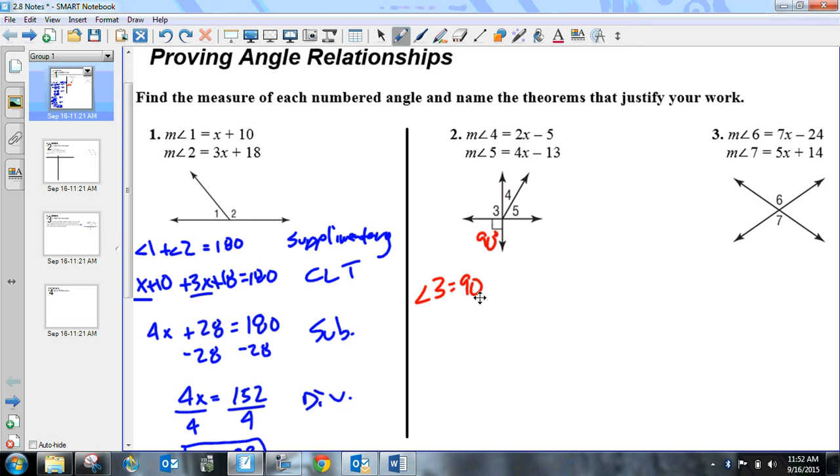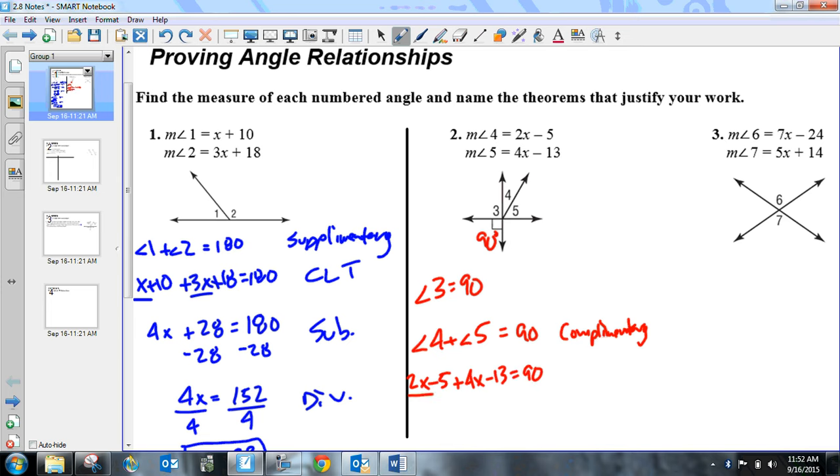Now the other one I need to look at is the sum of angle 4 and angle 5. If I take angle 4 and add angle 5 to those, then I'm going to get 90. And these are complementary angles, complementary. So now I'm going to substitute my values in for angle 4 and angle 5. So I've got 2x minus 5 plus angle 5, which is 4x minus 13, and that's equal to 90.